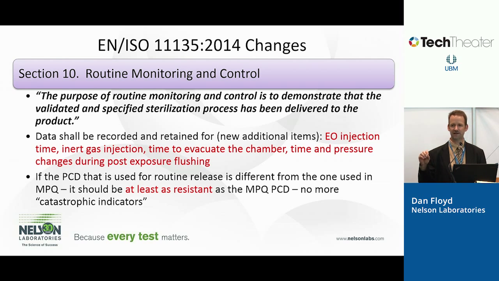A lot of times people would validate using one process challenge device that simulated their product, but then once they got into routine sterilization, they would just put a BI inside a pouch on the outside of the load and say that was just a catastrophic indicator, that they didn't need to use as hard a one as during validation, since the process was already validated. This is saying that if you're going to use a different BI than is used for your validation, it has to be at least as hard to kill as what you did for your validation. So you can't use those ones where you just put one on the outside of your pallet in a pouch.